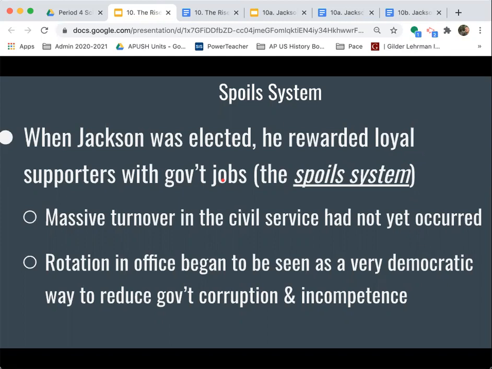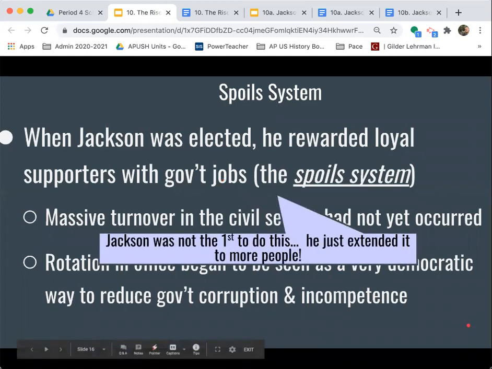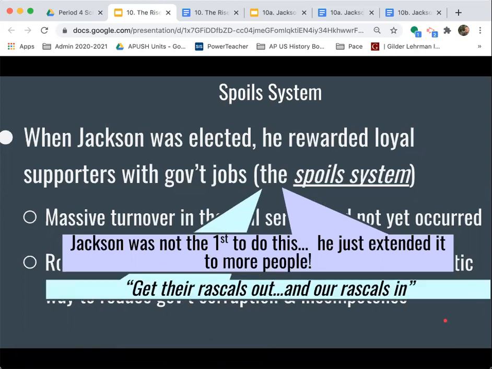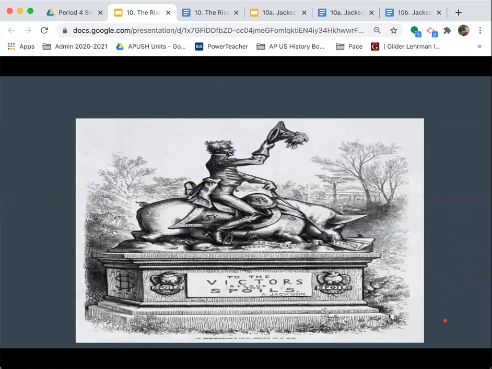And it's seen as a good thing, right? It's seen as very democratic. It's seen as reflecting the will of the people. It's a way to reduce government corruption. It's a way to reduce incompetence by getting new people into these jobs. Right? Jackson's not the first to do this. He's the first to do it on a way larger scale, though. And the phrase that he uses to justify this is "get them out." Those guys who were in power before, Quincy Adams and the old guard, get their rascals out and get our rascals in. Get our people in to do these jobs, to reward our followers for their support. Right? It creates this awesome political cartoon.